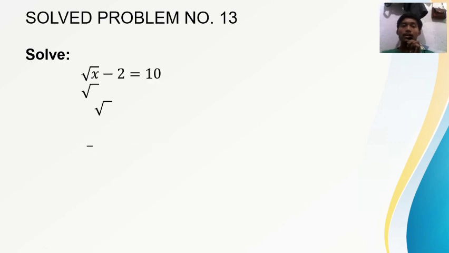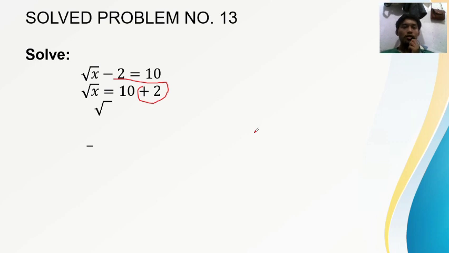We have square root of x minus 2 equals 10. Based on step 1, we have to make it into a single side of the equation. Kailangan separate ang constant values sa radical value. So paano ginawa natin dito? Tinranspose natin itong 2 doon sa kabila. Kaya from negative 2, we have positive 2.